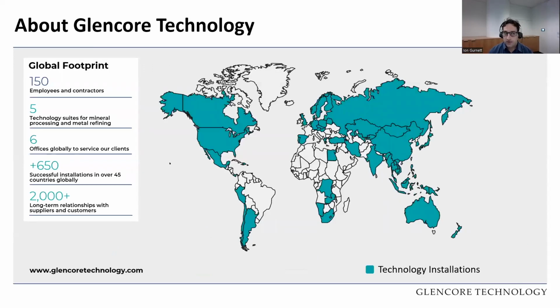And to really stress on that global footprint, we've just got a map of the world here. Shaded in green is where we have technology installations. As you can see, pretty large footprint. We have about 150 employees and contractors. We have offices on every continent, and have pretty much a significant worldwide presence.